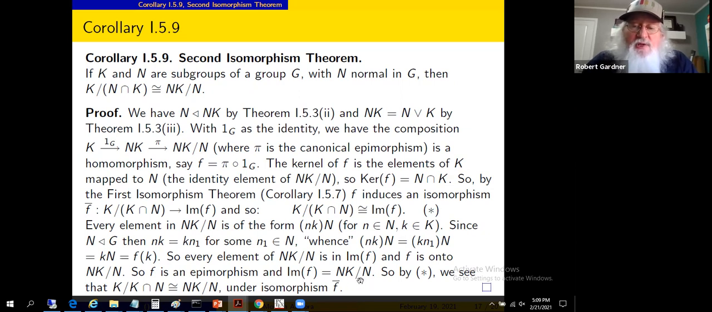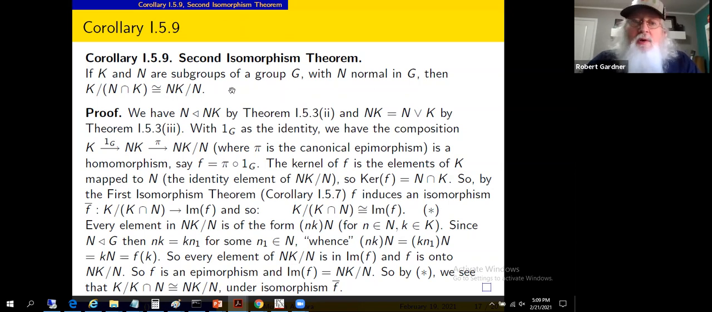There's the image in the story again up here by asterisk. We had that the image was isomorphic to this quotient group. Well, this is the image, the other side of the equation in the theorem. So we get from asterisk that K mod K intersect N is isomorphic to NK mod N because they're both equal to the image. We picked up an isomorphism along the way. Yeah, these are structurally the same.